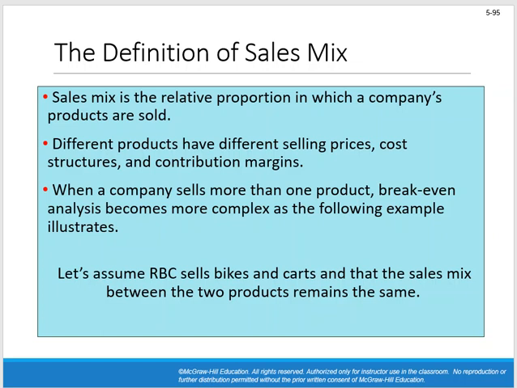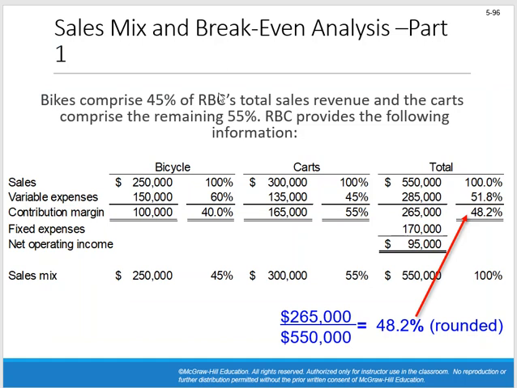So let's take a look at RBC again. But let's say that RBC doesn't just sell one type of bicycle, they also sell carts. What we find out is that bikes comprise 45% of RBC's sales revenue, and the carts comprise the other 55%. We're computing that by taking the $250,000 out of $550,000 of sales versus $300,000 out of $550,000. So that's where these percentages are coming from. That's our current sales mix.